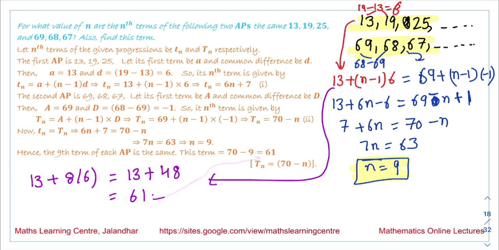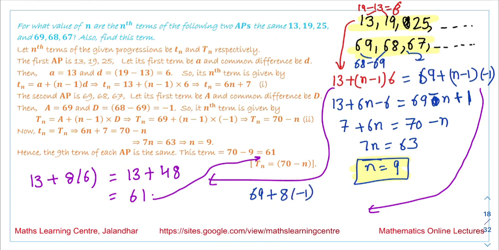So we are saying that the term will be 61. You can also calculate the value using this formula. So we get 69 plus 8 into minus 1. So it is 69 minus 8, that is equal to 61, and we can see that both the terms are equal.